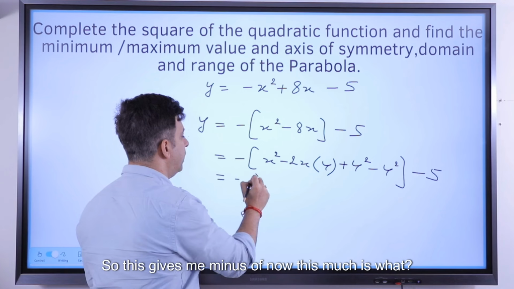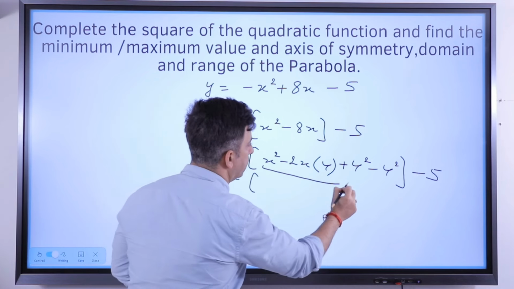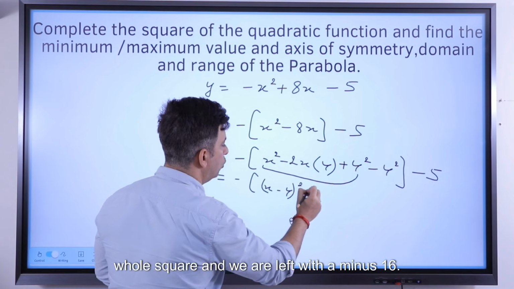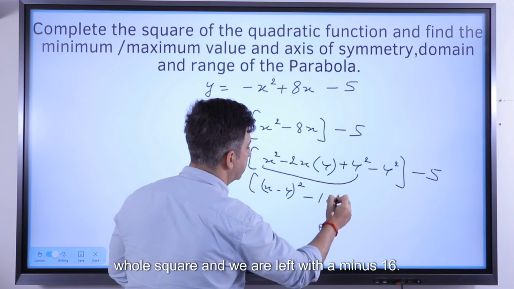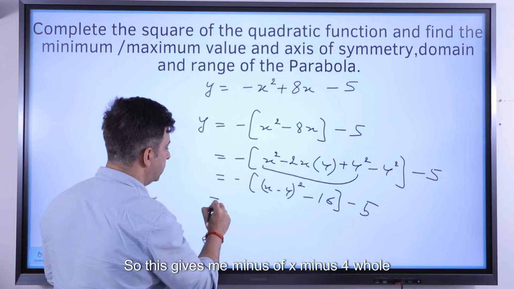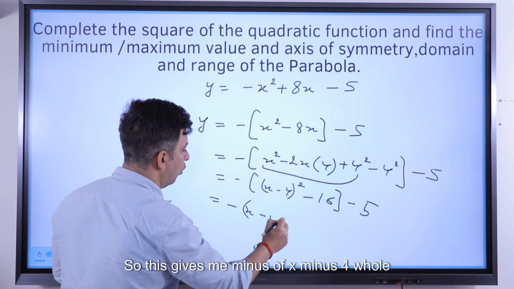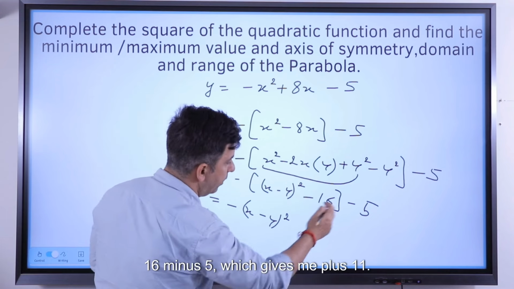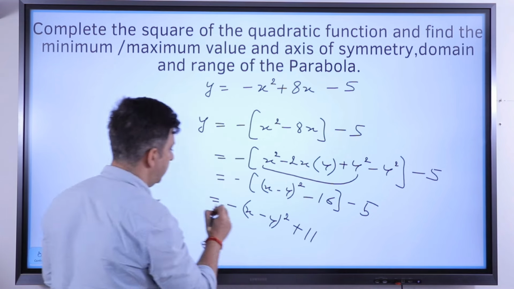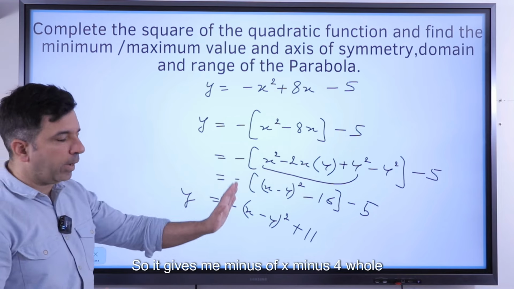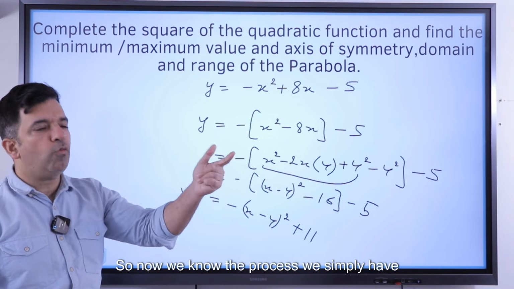So this gives me minus of, now this much is what? This is x minus 4 whole square, and we are left with a minus 16, minus 5. So this gives me minus of x minus 4 whole square minus minus 16, which gives me plus 16, minus 5, which gives me plus 11. This is my y. So it gives me minus of x minus 4 whole square plus 11. So now we know the process.